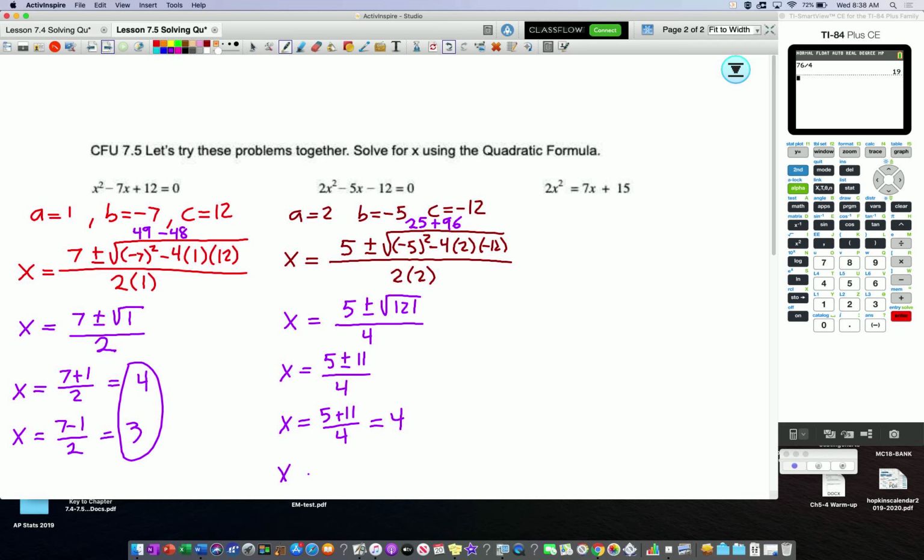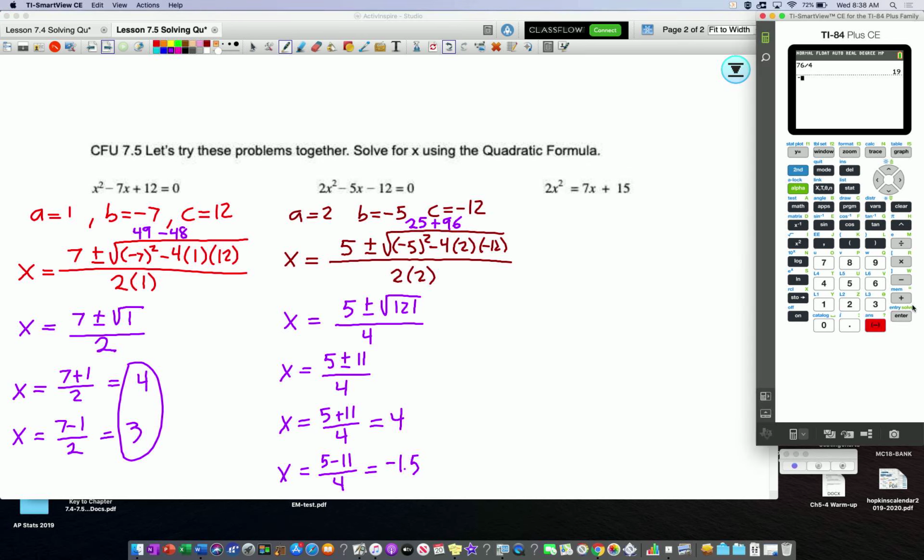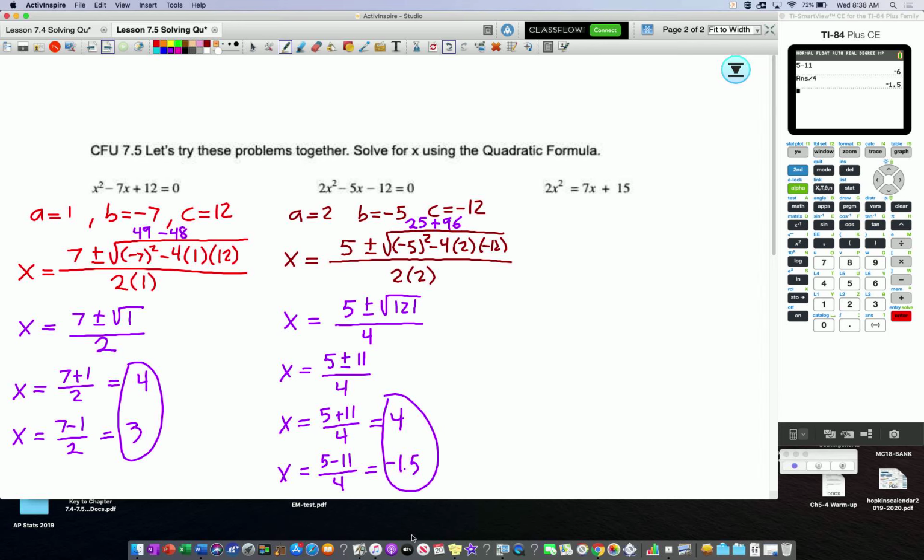And then I have 5 minus 11 divided by 4, which is negative 1.5. So again, I get negative 6 over 4. Just to show you, 5 minus 11, there you're getting a negative number divided by 4, and you'll get a decimal. There we go. All right, the last one in the CFUs.